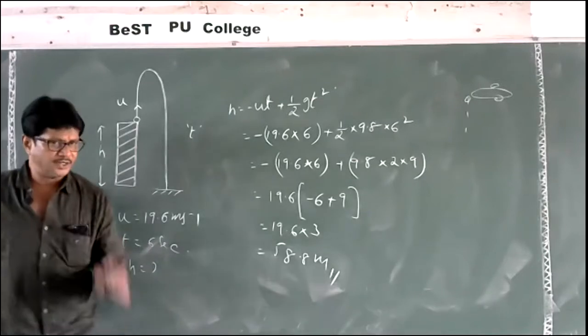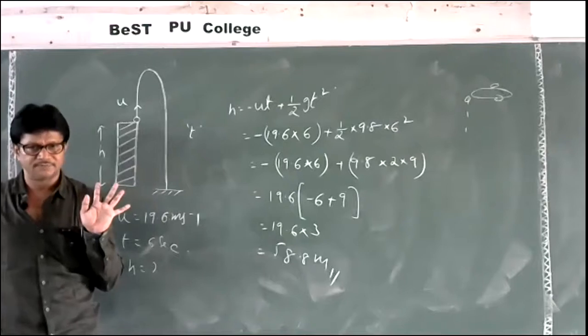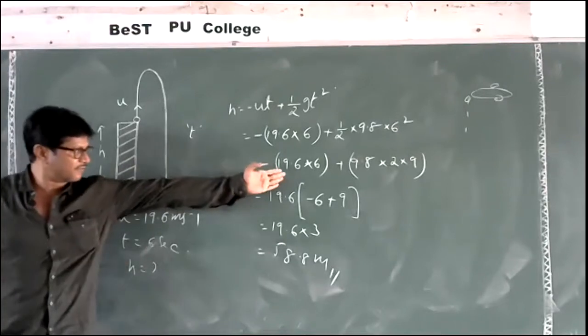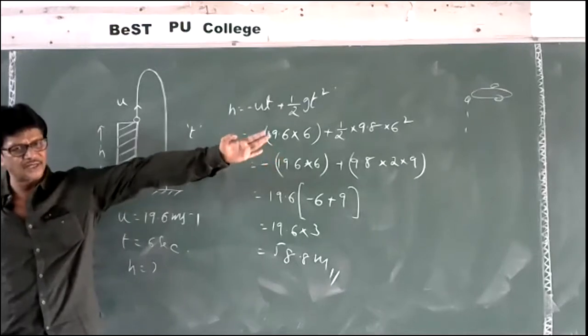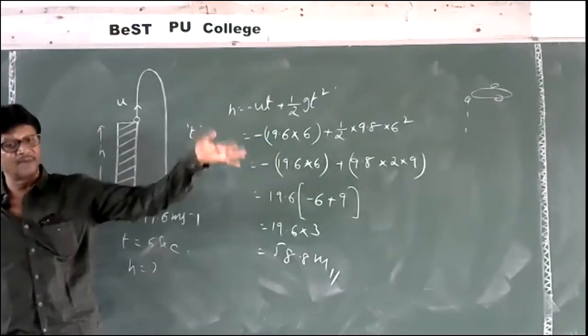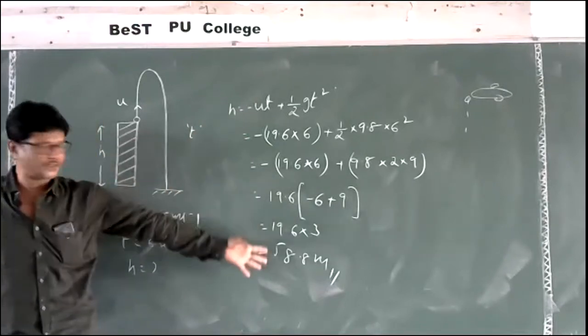So spontaneously you should get an idea while simplifying. That is very, very important. By seeing it itself you have to get 19.6. Okay, there 9.8 is there. 9.8 2s are 19.6, so we can take a common of 19.6. Like that you have to think. Then the simplification will be easy.